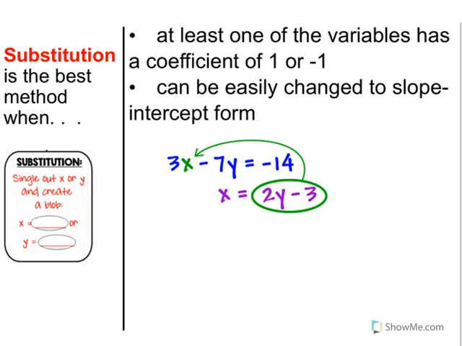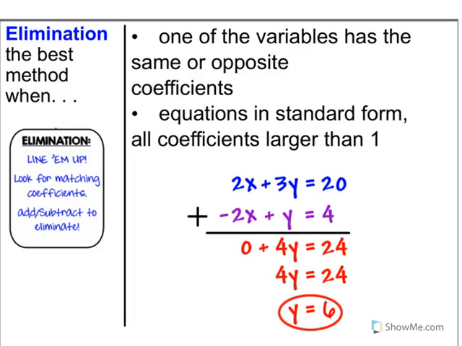When you need a more exact answer, and one of the equations has a variable that's by itself already, or the equation's easy to solve for a variable by itself, then substitution is going to be the method that you want to use. If it can be easily changed to slope-intercept form, remember that you can use substitution, especially if those equations are harder to graph, because you could set them equal to each other and solve that way.